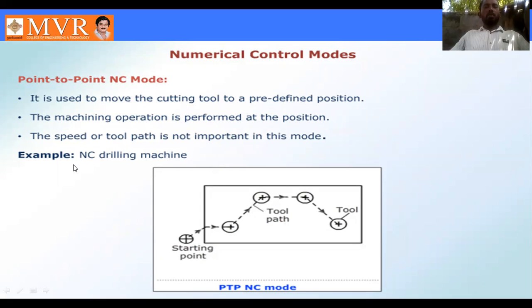What are examples of point to point cut modes? An example is the NC drilling machine. The NC drilling machine is the best example for point to point NC modes. This is a PTP NC mode. It has a starting point, then the next point, the next point, and so on. These symbols are the points. The cut is done point to point in this numerical control mode.